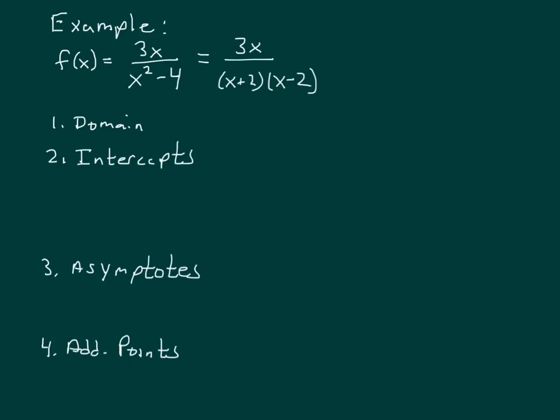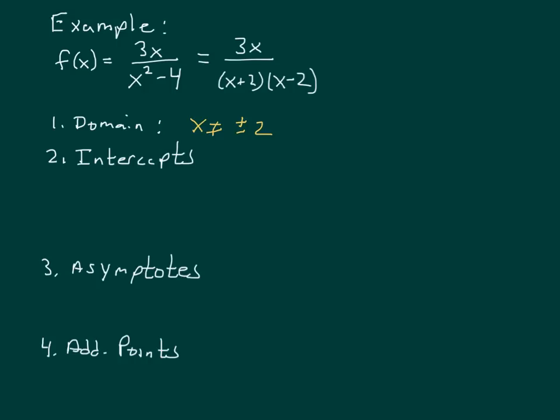Let's look at this example. In this case, f of x is 3x over x squared minus 4. Notice I've already factored the denominator, so I have 3x over x plus 2 times x minus 2. Because the domain is the set of values that will not make the denominator equal to 0, in this case my domain is all reals except x cannot equal positive or negative 2. So I'm not going to be using positive and negative 2, but any other real number will work.